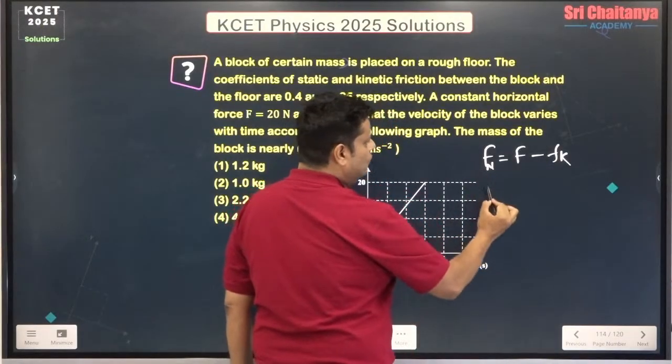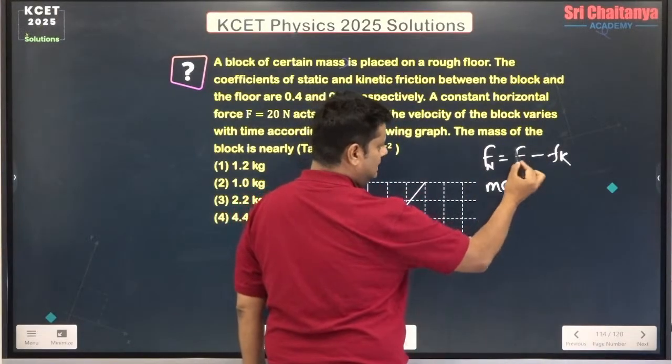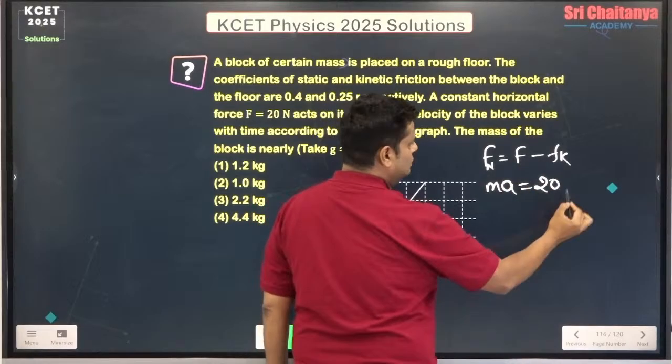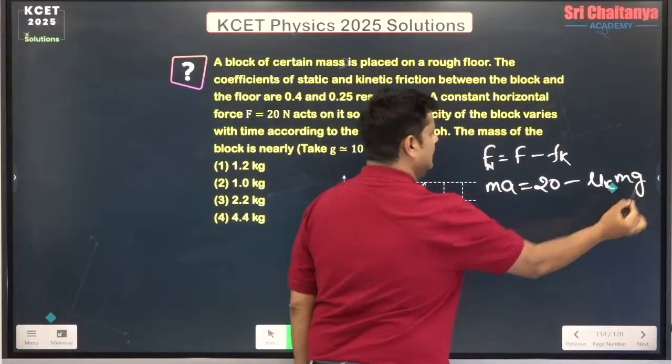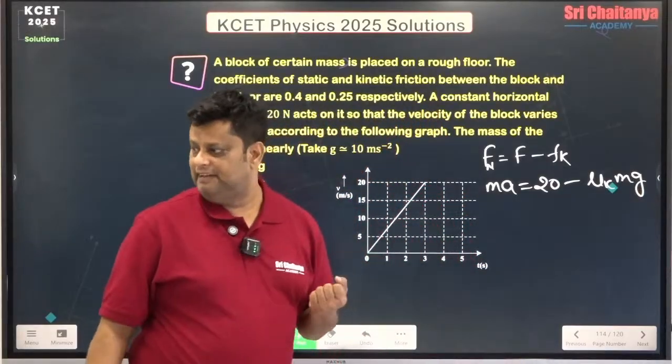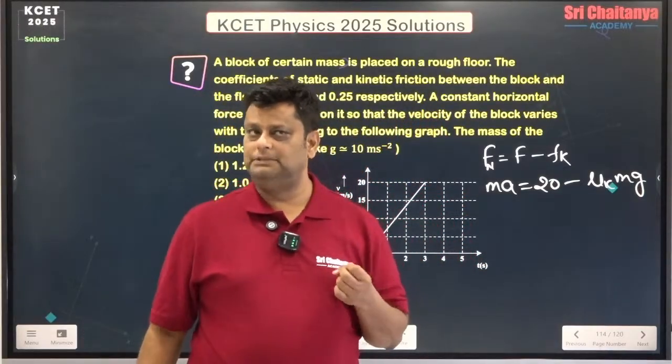So what is the net force? It will be the mass into acceleration. The force applied is given as 20, and we know that the kinetic friction will be mu k into mg. The value of kinetic friction is fixed and its value is mu k into mg.